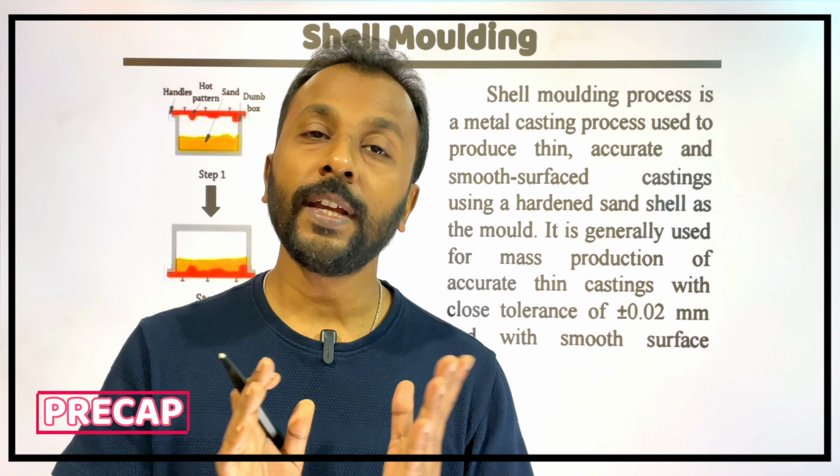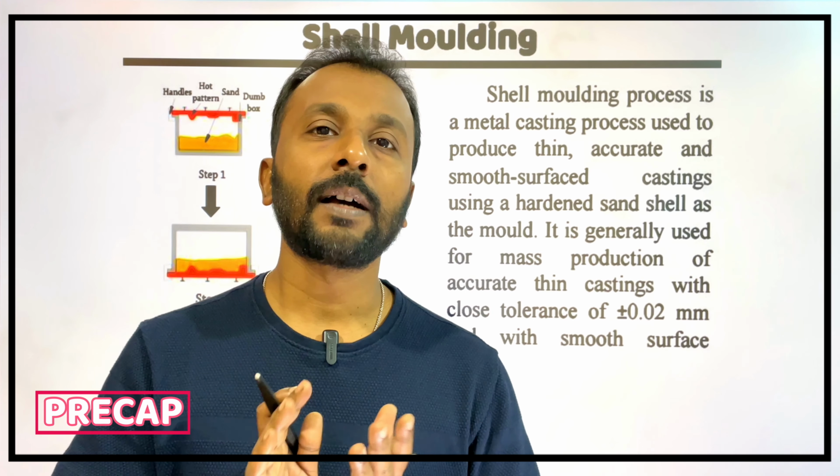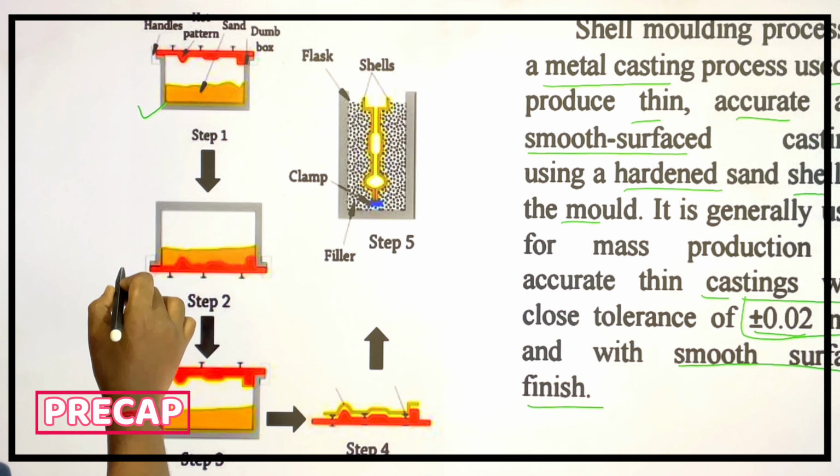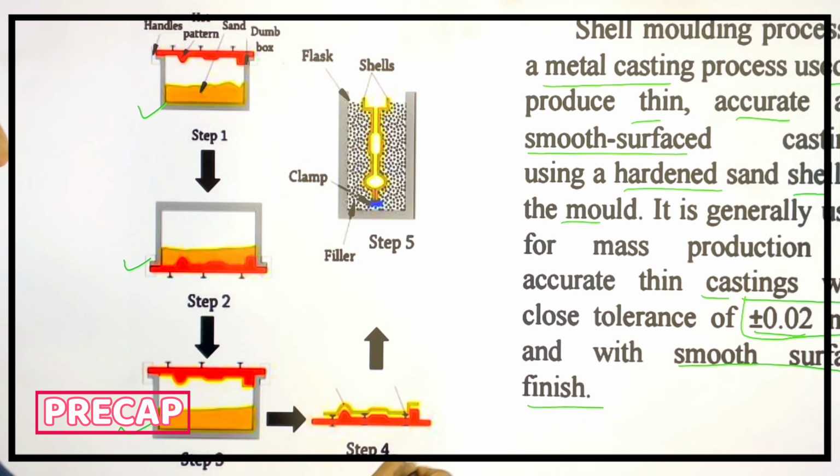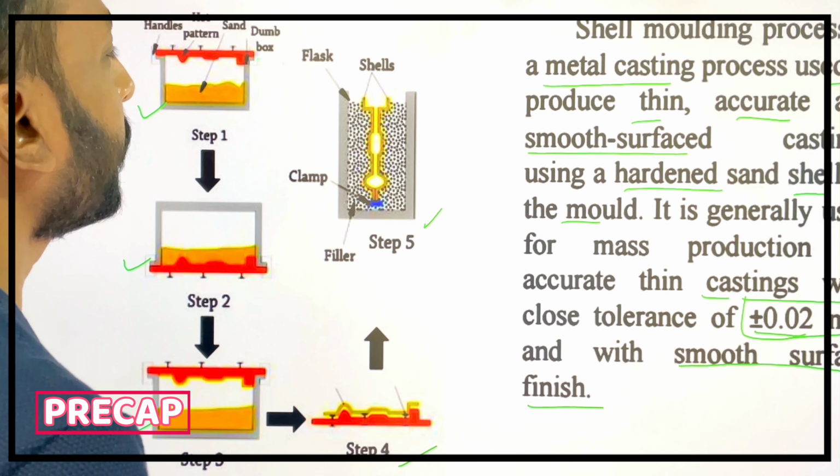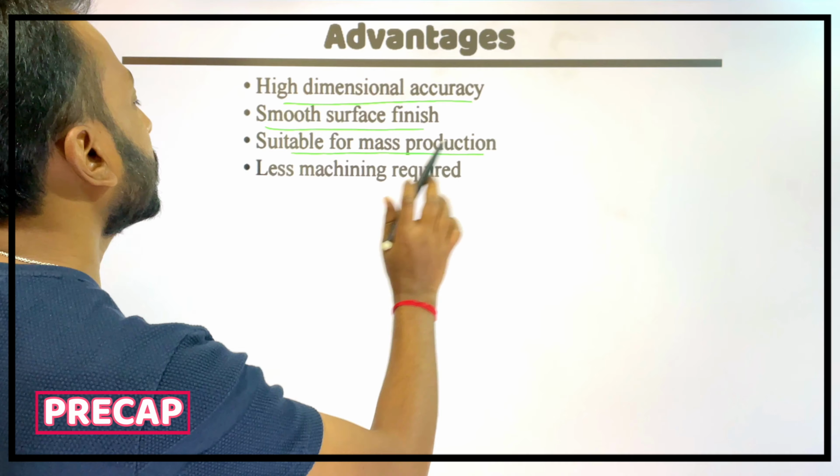So in this process we are using shell to create this casting. Do this step 1, next step 2, step 3, step 4 and finally the step 5, finish. Suitable for mass production and less.